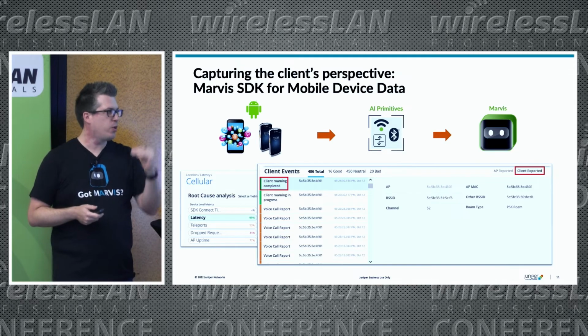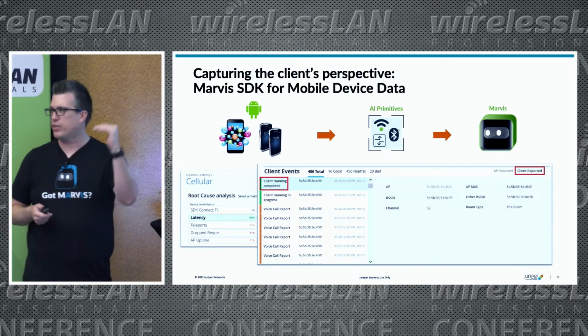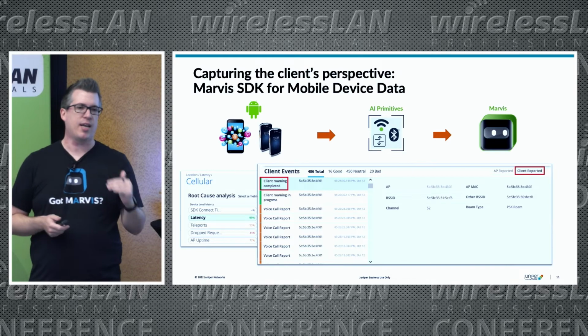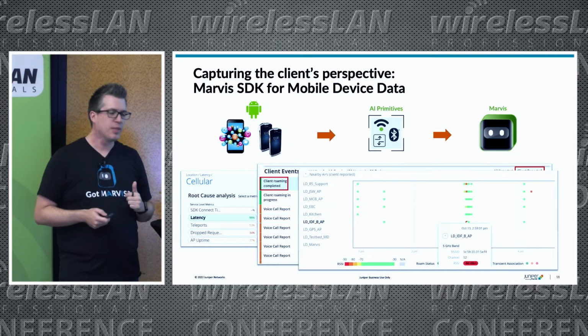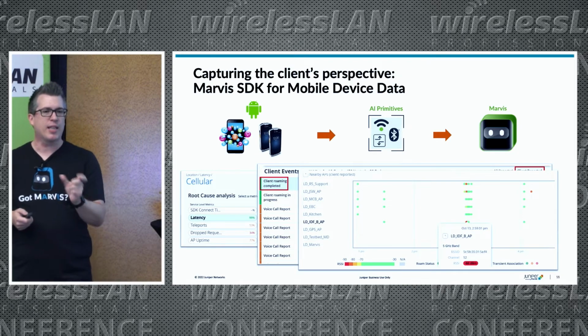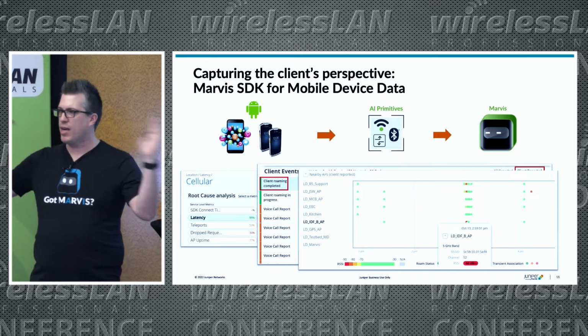And then we can start to say, well, what's actually happening at this point in time? When these users have reported call dropouts or voice call dropouts or service dropouts, we've got the data here now to back it up and say, well, you know what? It was or it wasn't a roaming problem. Not only that, we're getting the client's perspective of how they see the RF neighborship.